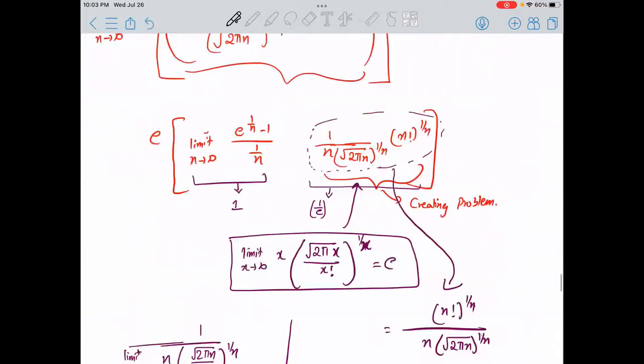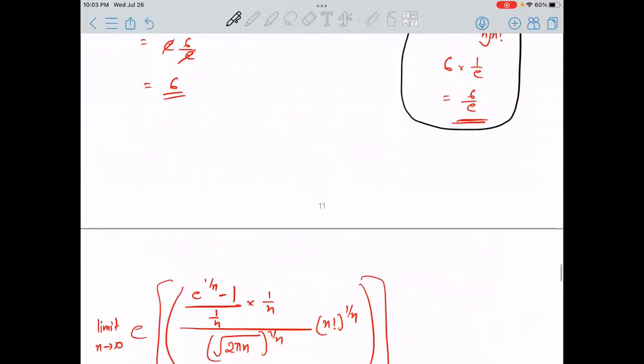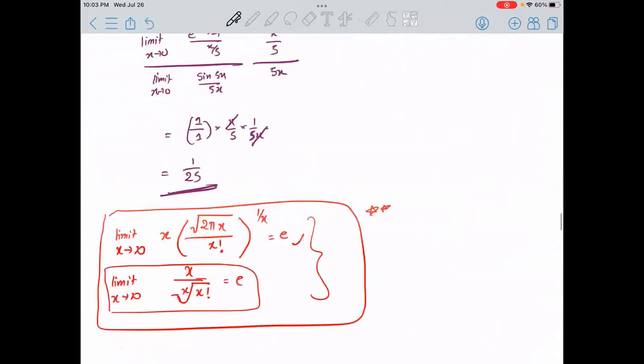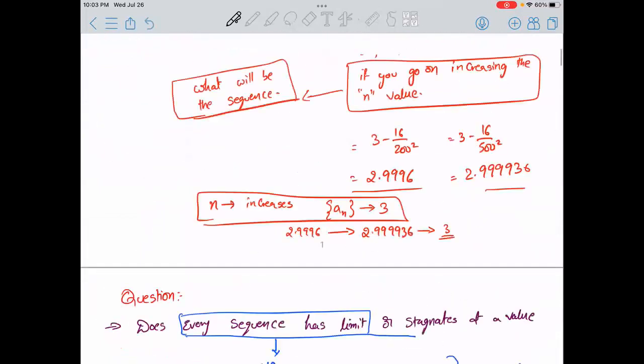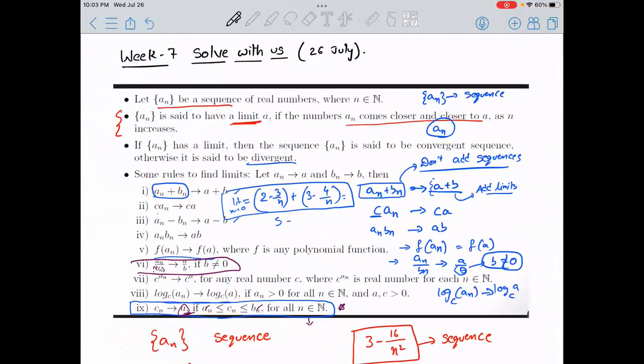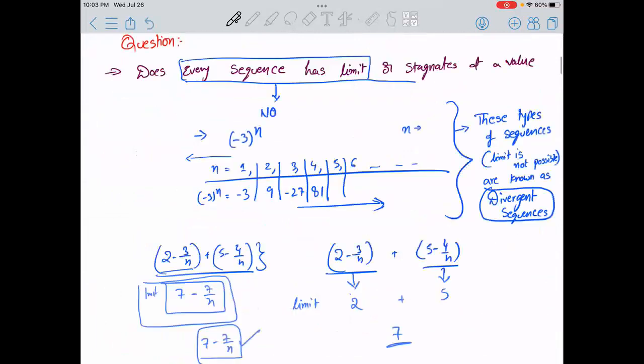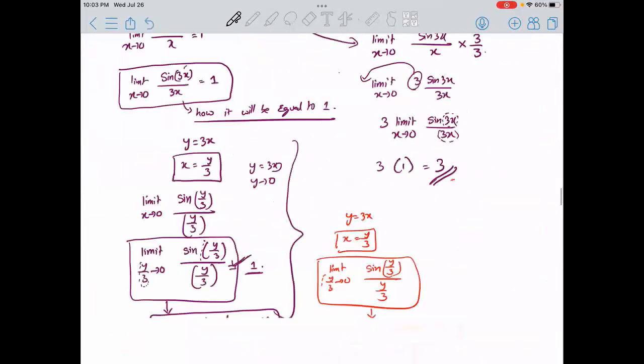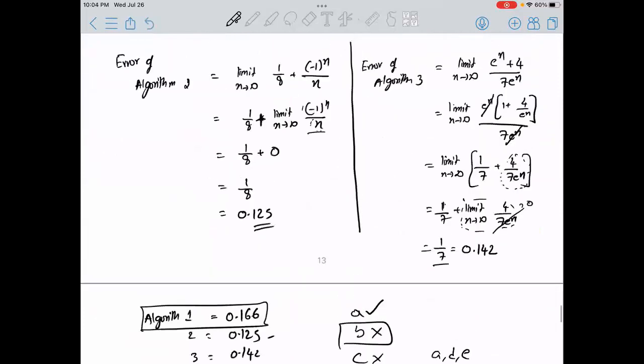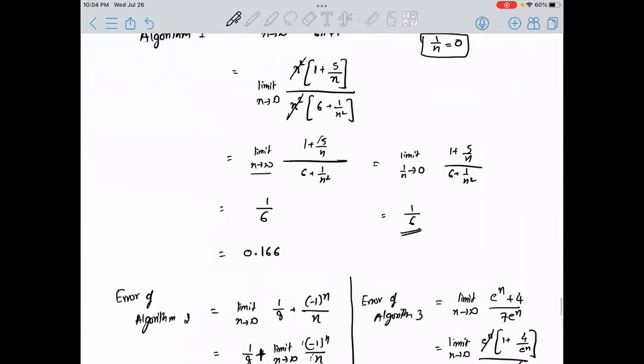This is week 6, sorry, week 7 solve with us. Hope some concepts are clear through this solve with us session. Do you have any doubts regarding this last question? No, sir.